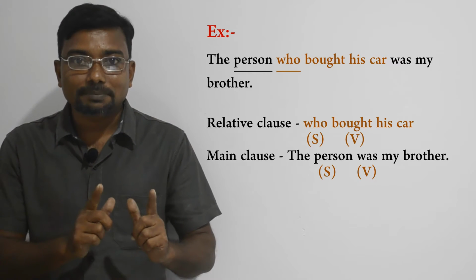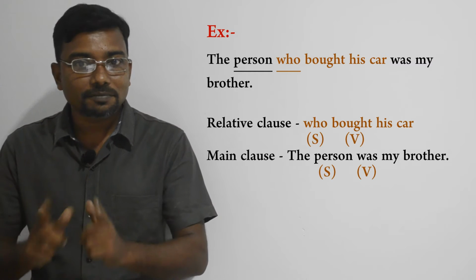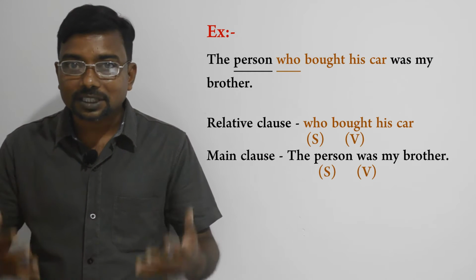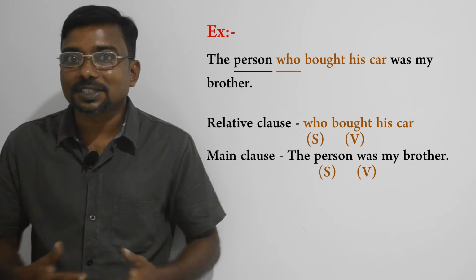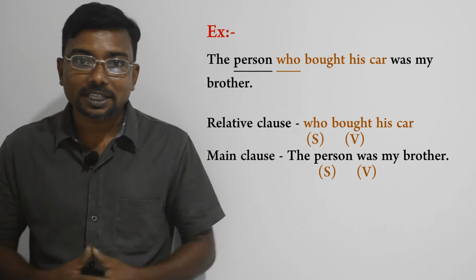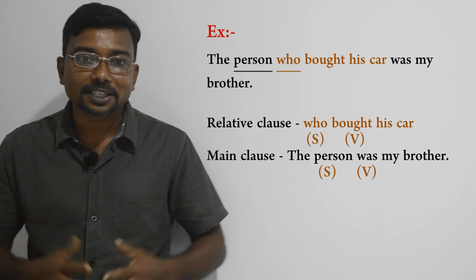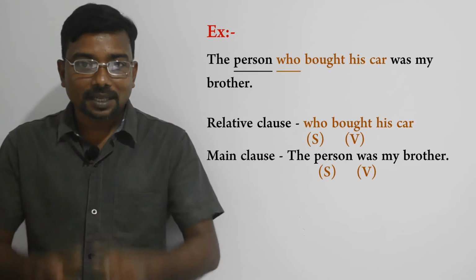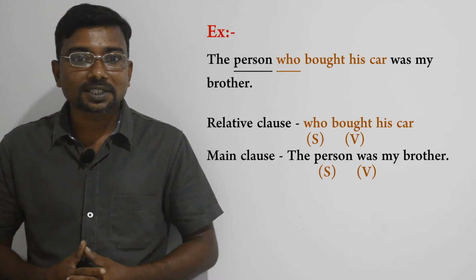Here the subject is person and the verb is was. So it includes a subject-verb combination, and therefore these are clauses. This is an independent clause because it can stand alone by itself to express its complete idea. Okay everyone, let's look at the next clause in this sentence.